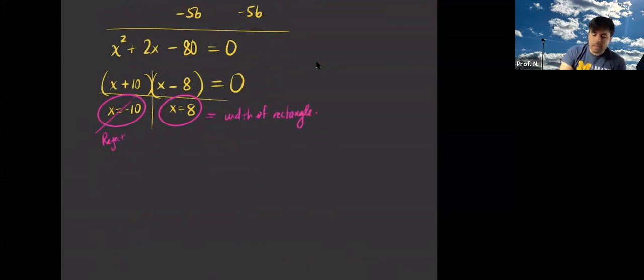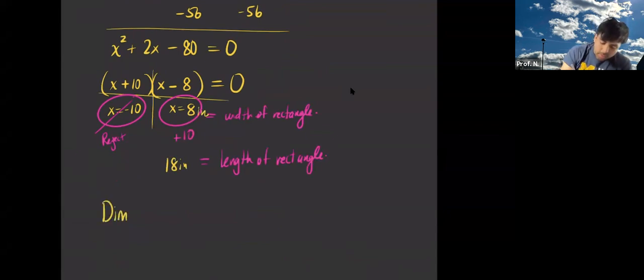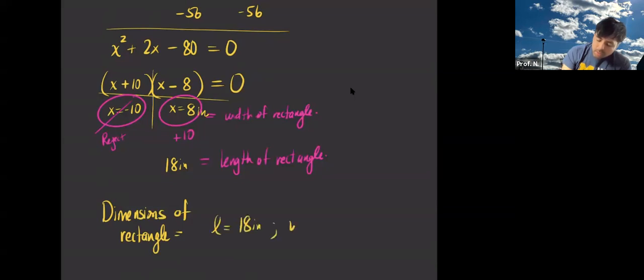And then what do I know about the length? The length of the rectangle is always going to be 10 more, right? So just add 10 to 8 and you get 18. So what are the dimensions of my rectangle? The length is 18 inches and the width is 8 inches.